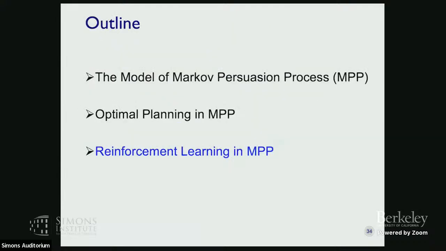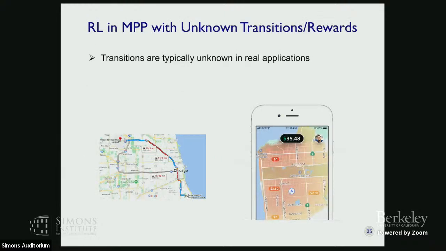Okay, in the remaining time, I will briefly mention the challenges for doing reinforcement learning in this problem, and then I'll conclude. The reinforcement learning problem is very natural, just like the RL problem in a standard MDP. The reason is that typically the transition kernels are unknown, or maybe the reward functions are unknown. In this case, you want to play the game while learning those transition kernels.